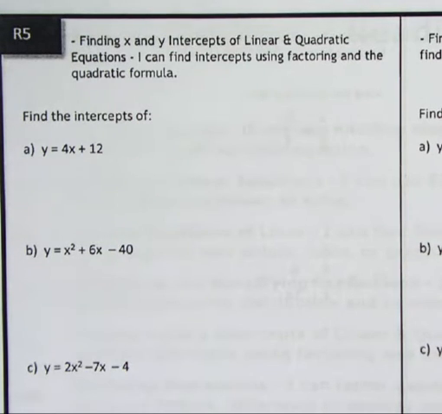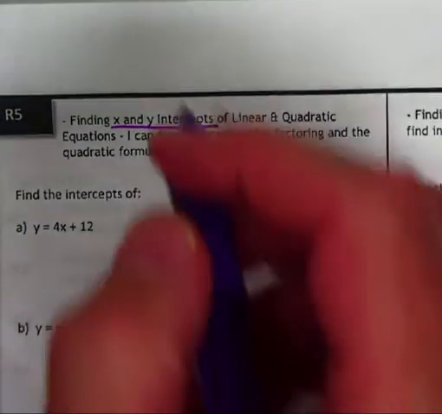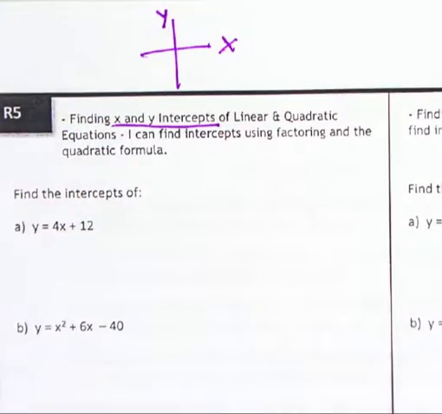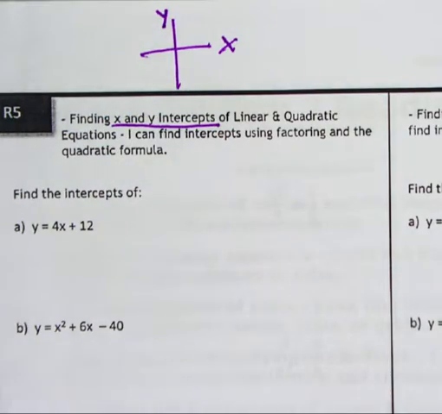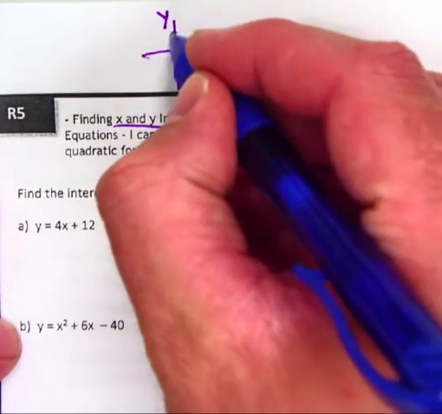R5, finding x and y intercepts of linear and quadratic equations. The deal with this is the whole concept or idea for finding x and y intercepts. I understand that if you put this on a piece of graph paper, you should know that this is your x-axis and this is your y-axis. Key points on a graph are: where does it hit the x-axis? Where does it hit the y-axis?